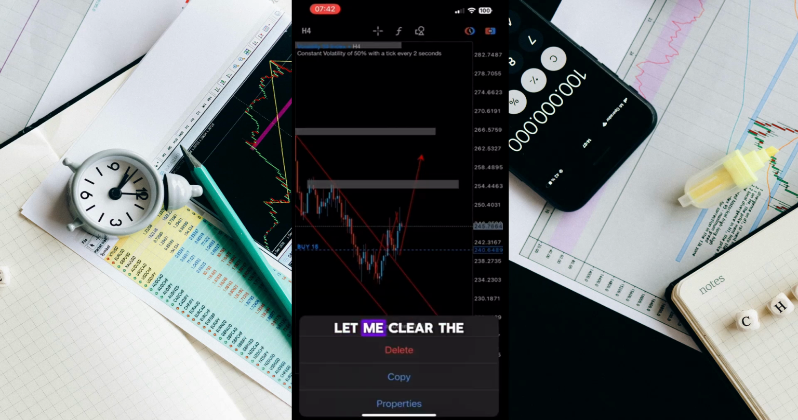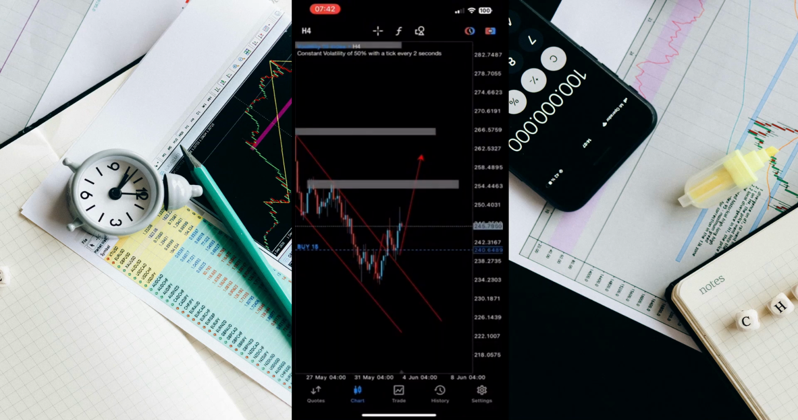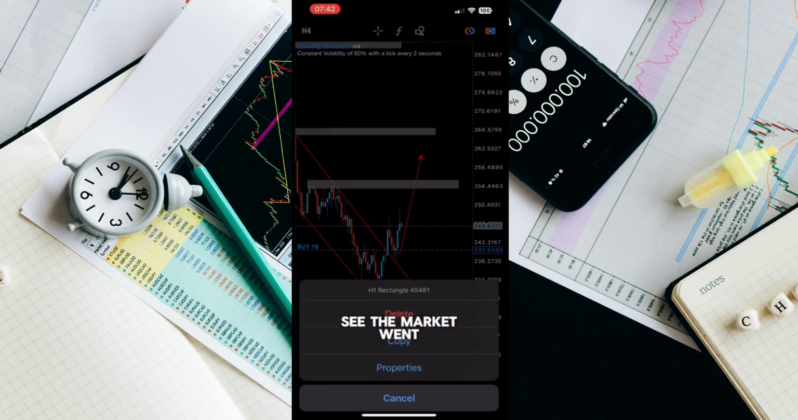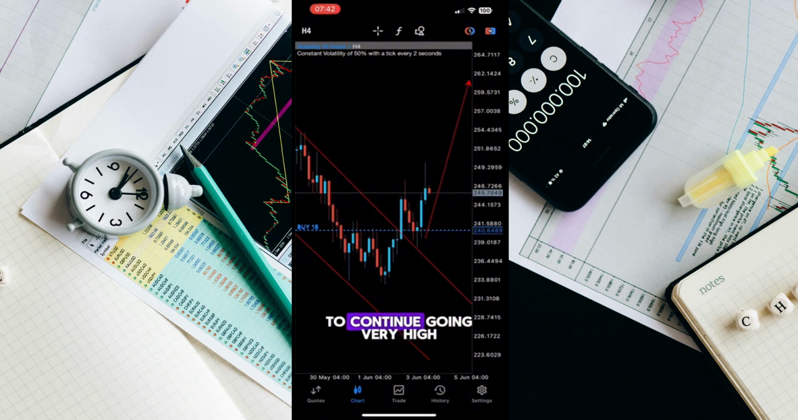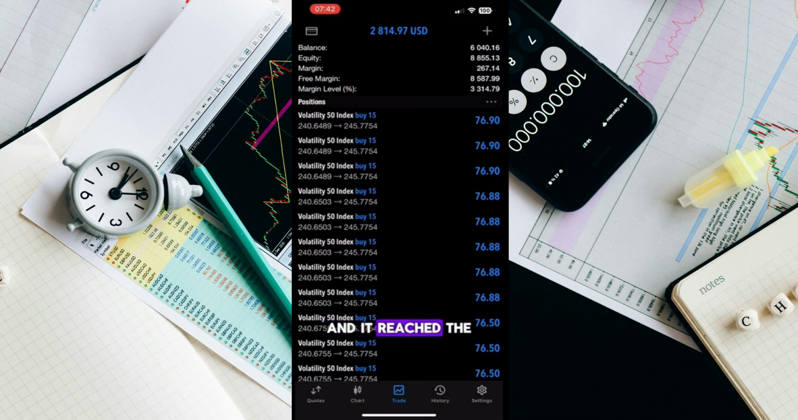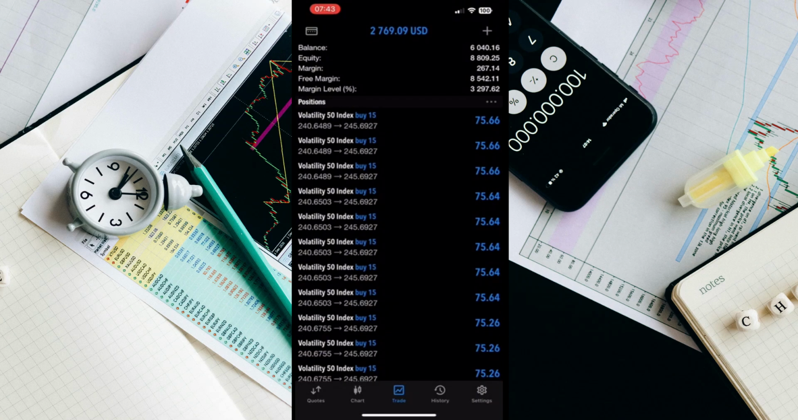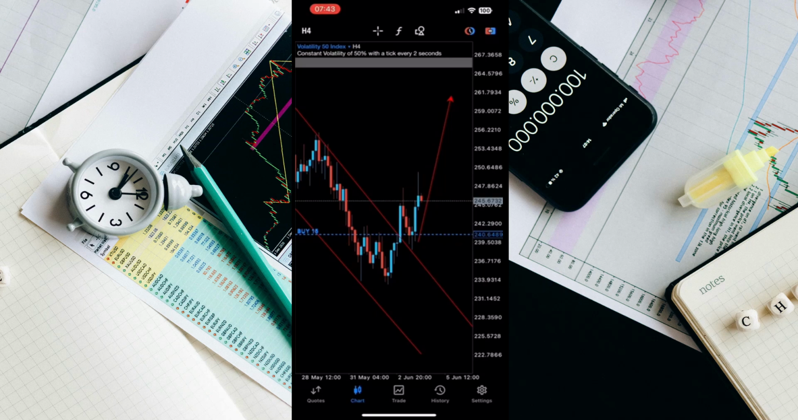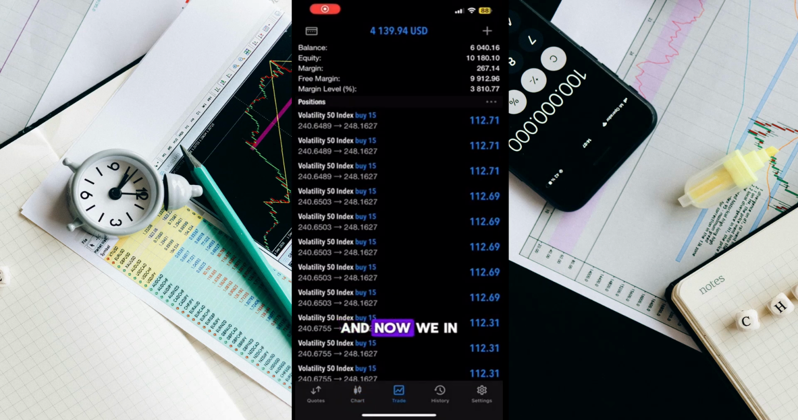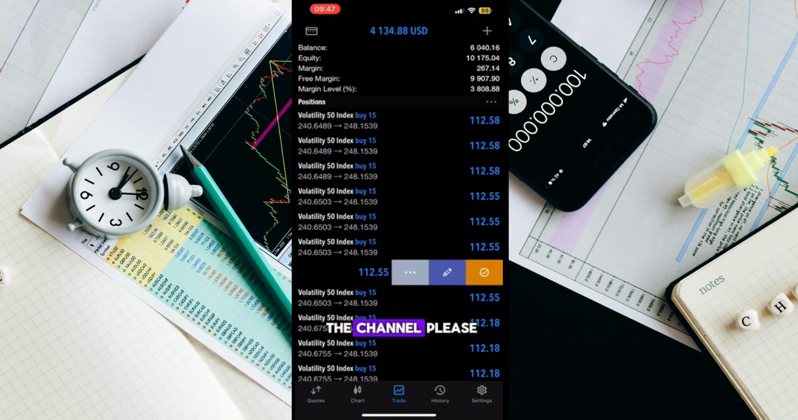Then now let me clear the chart so that you can see clearly. As you can see, the market went very high and it is going to continue going very high, and it reached the first take profit. As you can see now, our account balance moved a little bit higher because the market reached that first take profit, so it closed one position. And now we're in 4,000, so we've reached 10,000. Now you can just go and subscribe to the channel, please.